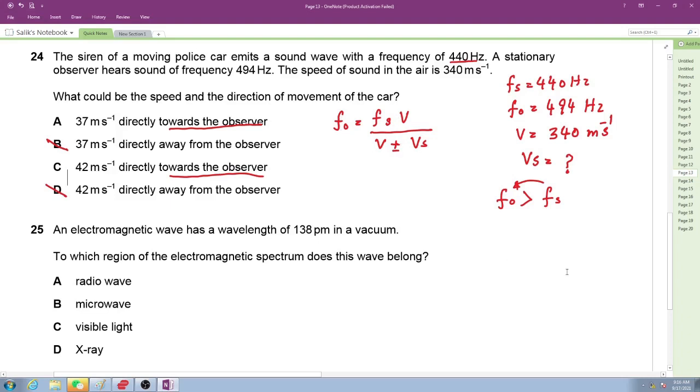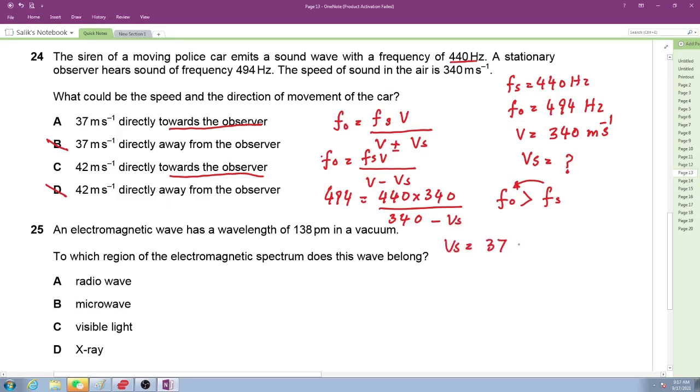So for this one we use the negative sign and get f0 equals fs v divided by v minus vs. We have 494 equals 440 times 340, the speed of sound, divided by 340, the speed of sound, minus vs. We can find vs, and the vs value comes to 37 meters per second towards the observer. So my answer is A.